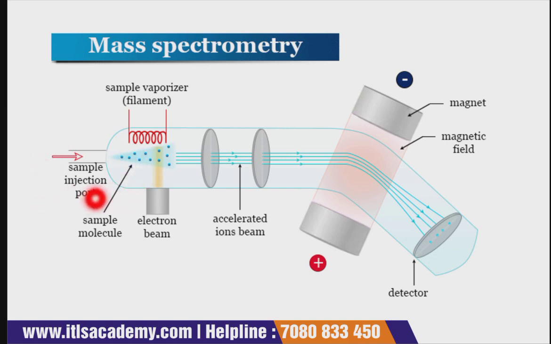The sample is injected here. This is the injection port. Sample molecules are present here. The electron beam is here, with the sample vaporizer and filaments. Which type of filaments? Mostly tungsten. Then there are the accelerated ion beams, and here a magnet is present.